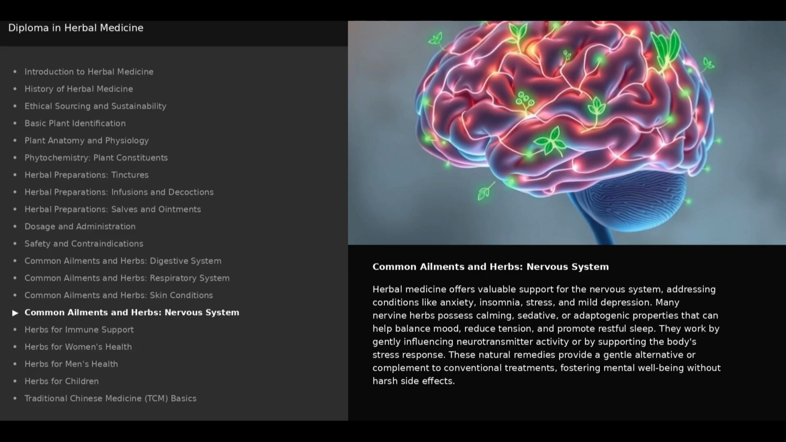They work by gently influencing neurotransmitter activity or by supporting the body's stress response. These natural remedies provide a gentle alternative or complement to conventional treatments, fostering mental well-being without harsh side effects.